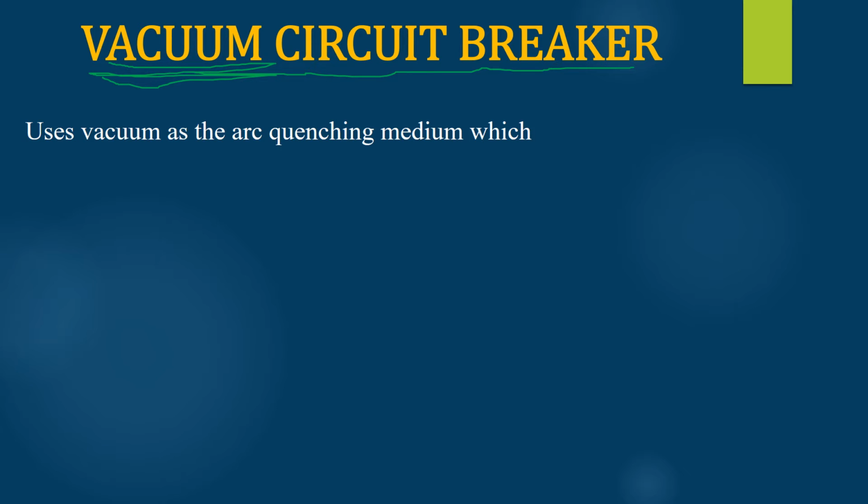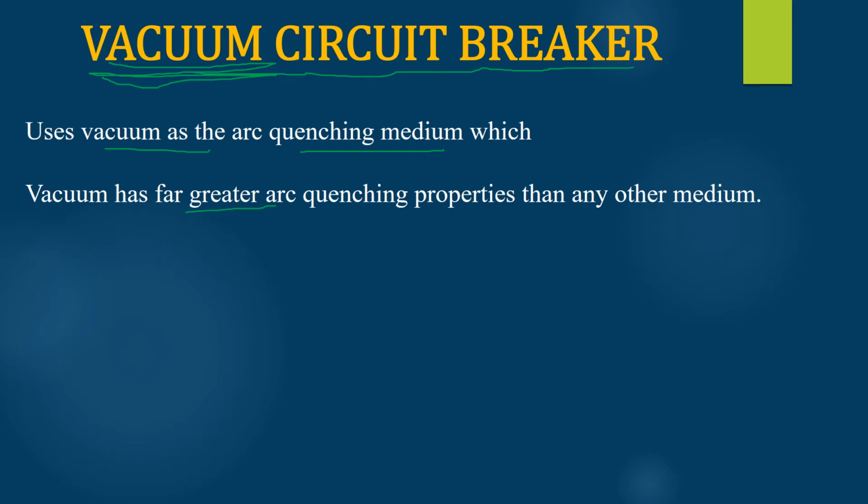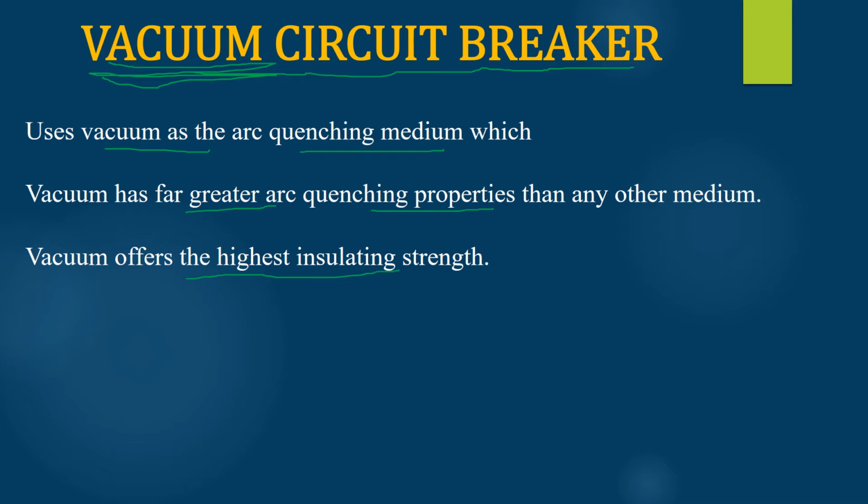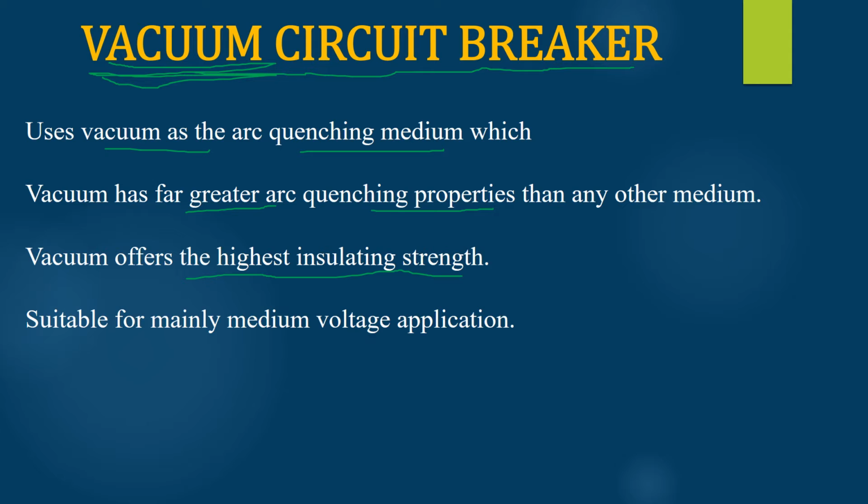So, let's begin with a brief introduction about vacuum circuit breaker. As the name suggests, in this type of circuit breaker, vacuum is used as an arc quenching medium. If we compare vacuum with the other arc quenching mediums like air, oil or SF6 gas, then vacuum has far greater arc quenching properties than these mediums. Also, vacuum offers the highest insulating strength. Vacuum circuit breakers can be used for both medium and high voltage applications, but they are generally suitable for medium voltage application.